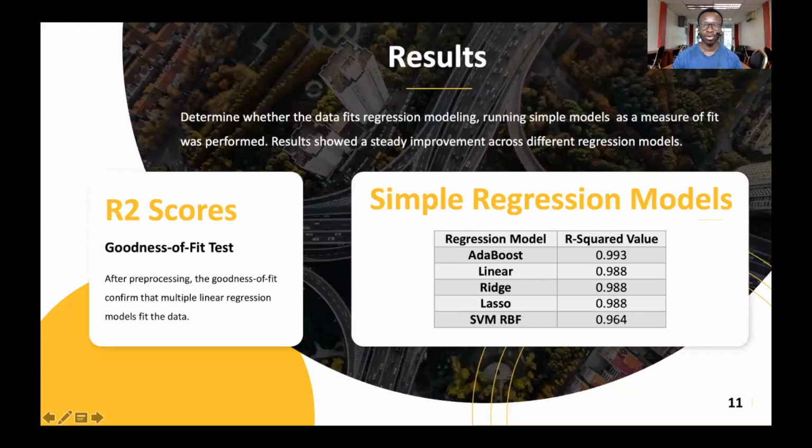Okay, so now we go to the results, goodness of fit results. So now this just shows how well this data is fit in the model. So you can see that AdaBoost, linear regression, ridge, lasso, support vector machine, RBF, all performed relatively well with the goodness of fit measure. They're all above 96%. I can safely say this shows that the data kind of fits the regression modeling.